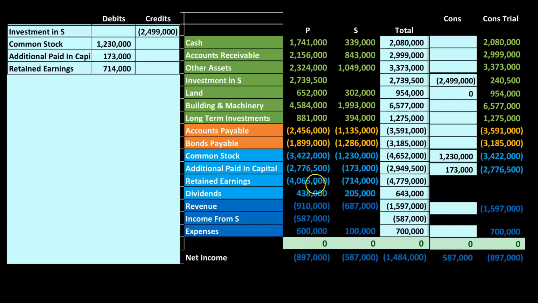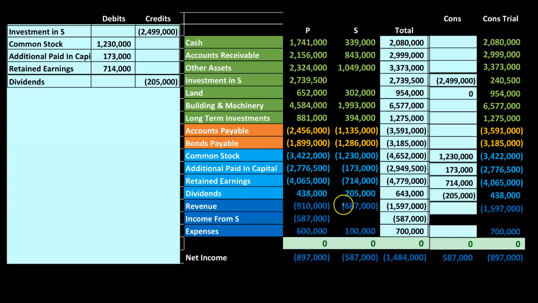Then we're going to do the same for the retained earnings, the 714. So 714, if we record that, here's P, here's S, here's the total. Here's us removing S's portion, bringing us back to P's portion once again. Then we're going to do the same thing for the dividends. So dividends are a debit here. So that's 205. We've got to remove that, so we're going to credit the 205. If we then record that, we have the P portion, the S portion, the total. Then we remove the S portion to bring us back to the P portion.